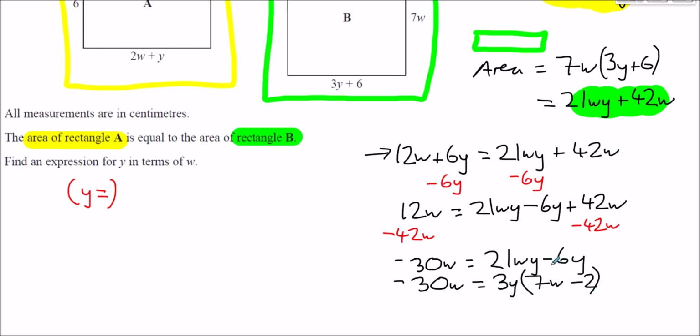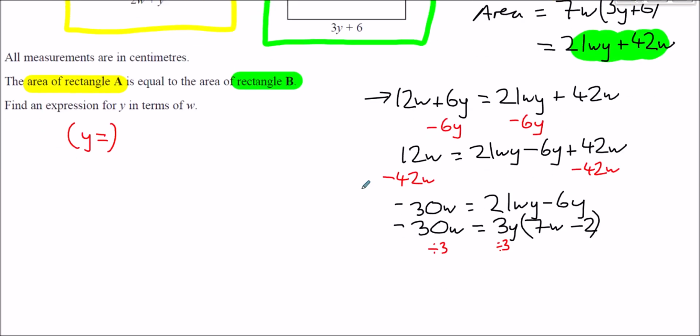That's the next step. Now, I can see here that I can divide both sides by 3, because both 3 and 30 are multiples of 3. So if I divide both sides by 3, I am then going to get that minus 10w equals just 1y now, 7w minus 2. And the final step to have y on its own is to divide both sides by the bracket 7w minus 2.